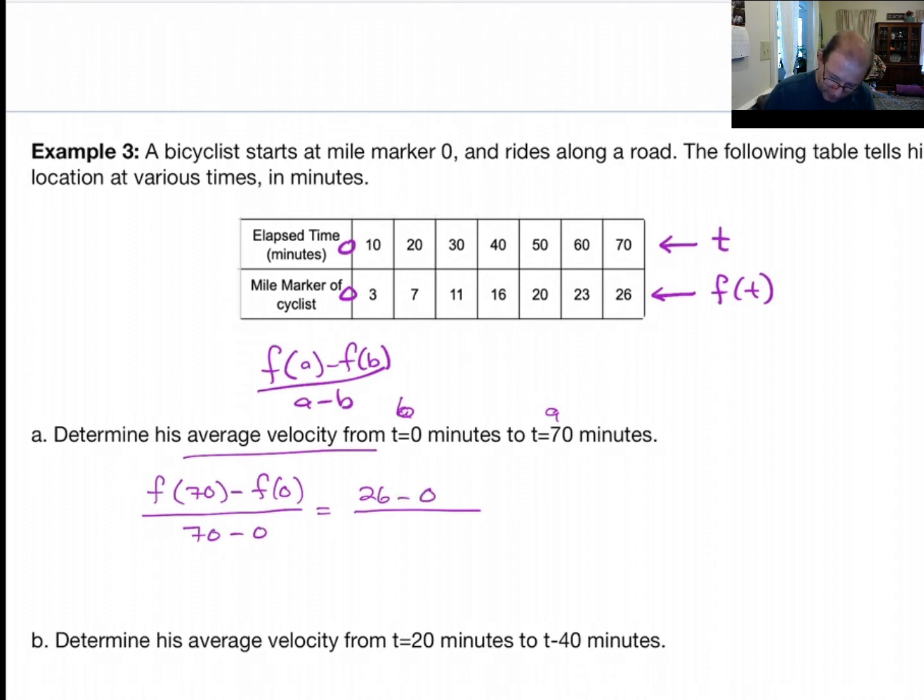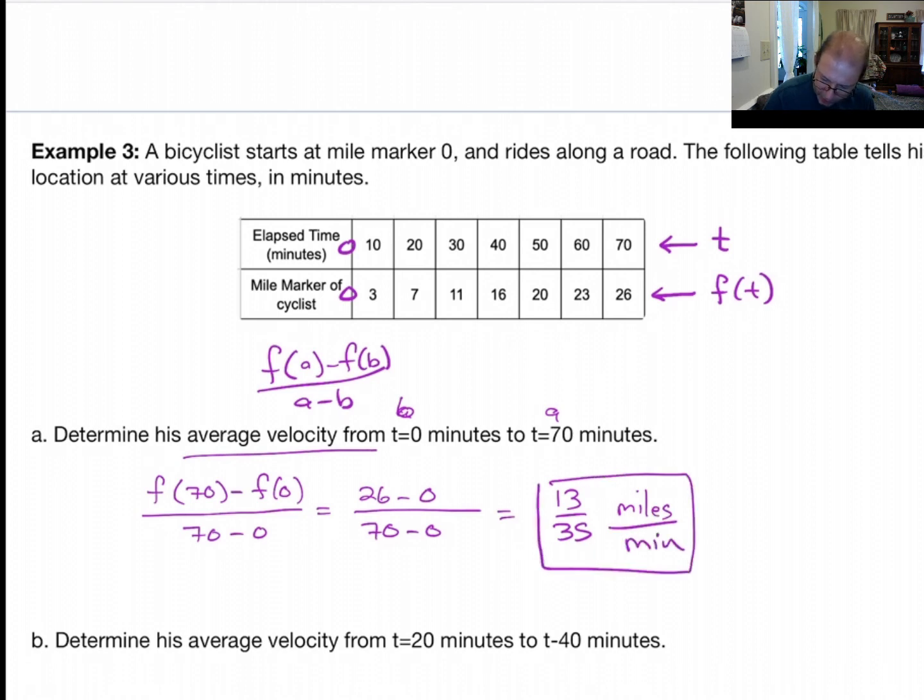And let's see, 70 minutes minus 0. So this is just 26 over 70. 26 over 70 is 13 over 35. Let's see, this is in miles per minute. And we could convert that to a decimal if we wanted, but fractions are fine.